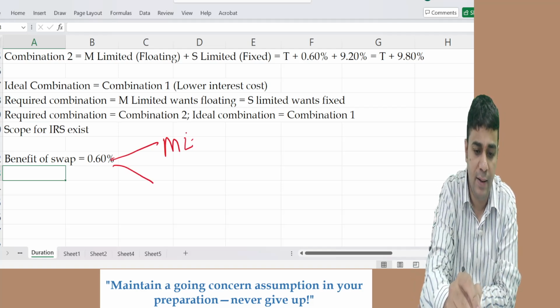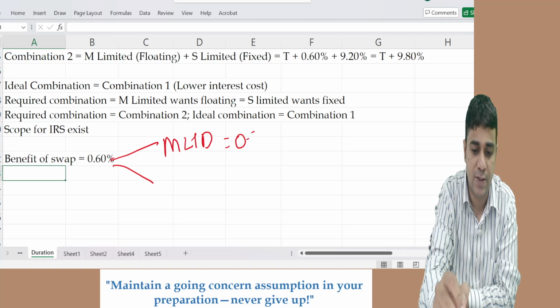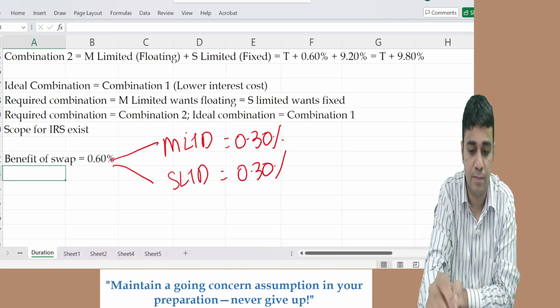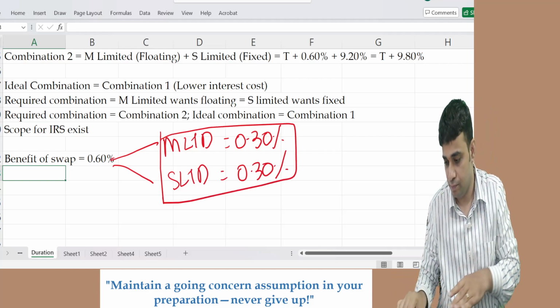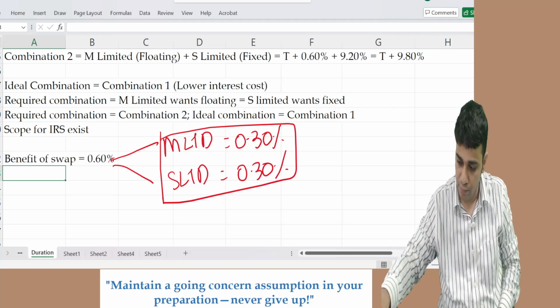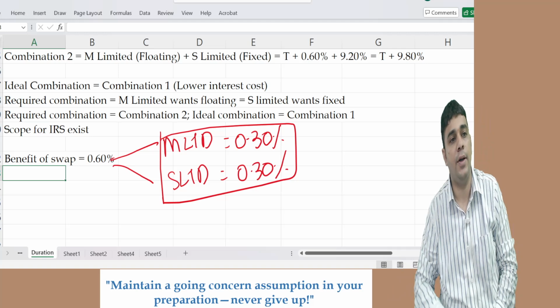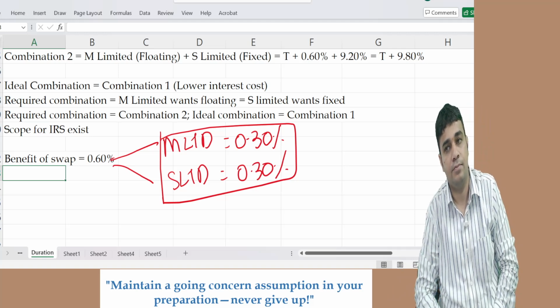M Limited 0.3%, S Limited 0.3%. Point 3 and 0.3. Clear?